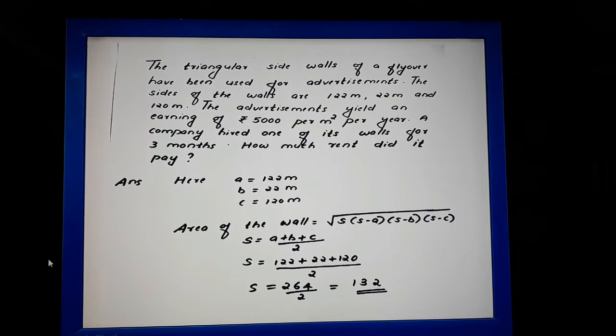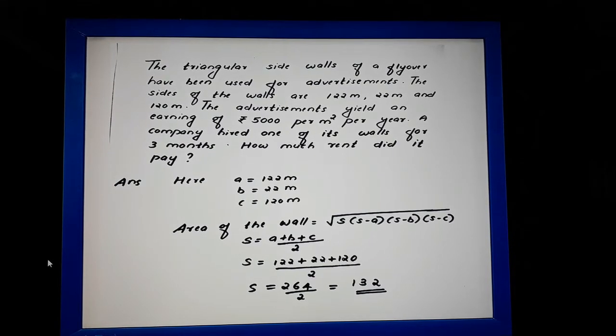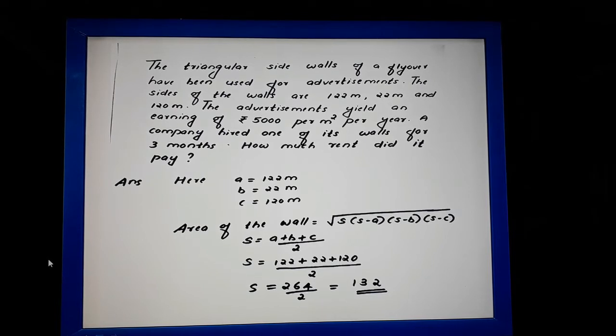Next question, the triangular side walls of a flyover have been used for advertisements. The sides of the walls are 122 meter, 22 meter and 120 meter. The advertisements yield an earning of rupees 5,000 per meter square per year. A company hired one of its walls for 3 months. How much rent did it pay? So you can copy the question and solve.